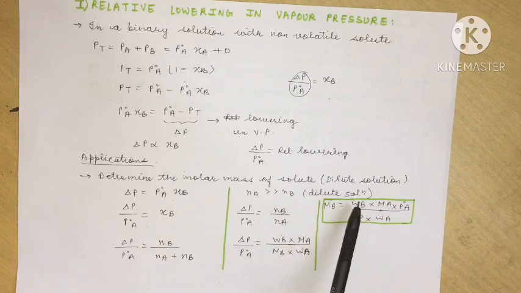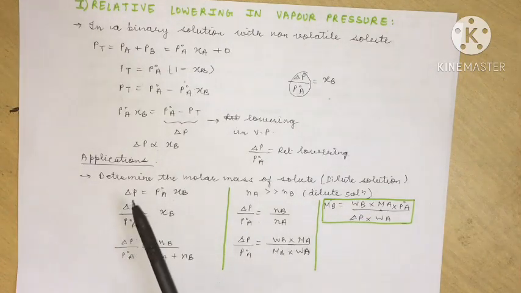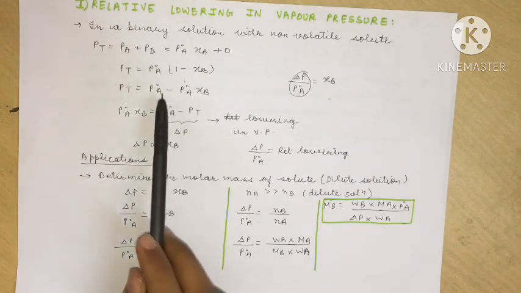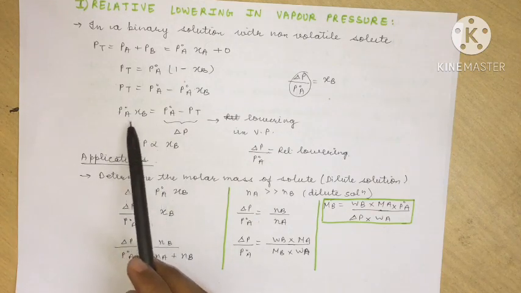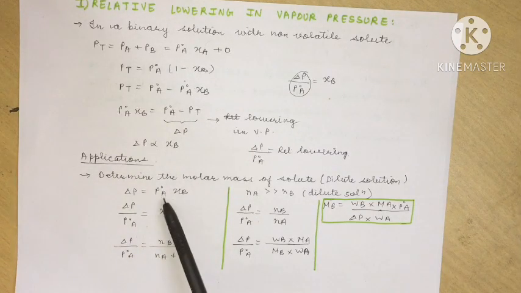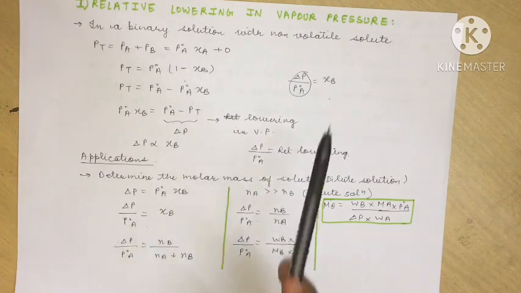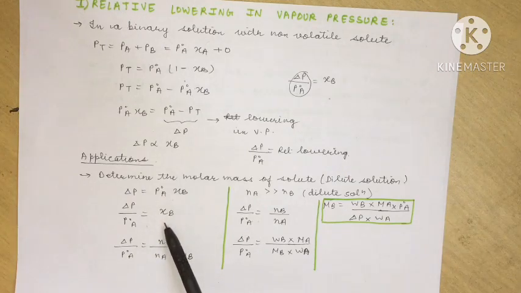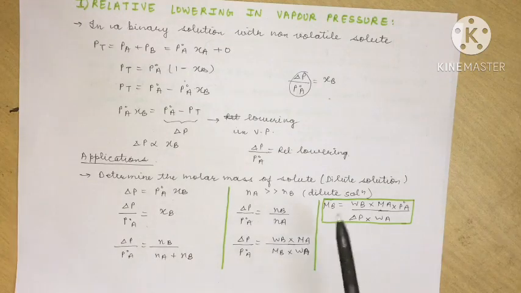Now you know dilute solutions are ideal solutions. We know that delta P is always equal to P naught A XB, as we have seen over here. Now if I send this P naught A down, I get delta P upon P naught A equal to XB. Further on, if instead of XB I express it in terms of moles, I get Nb upon Na plus Nb. Now because it is a dilute solution, the solute concentration will be very less. Nb will be very less as compared to Na, so I can ignore this term.